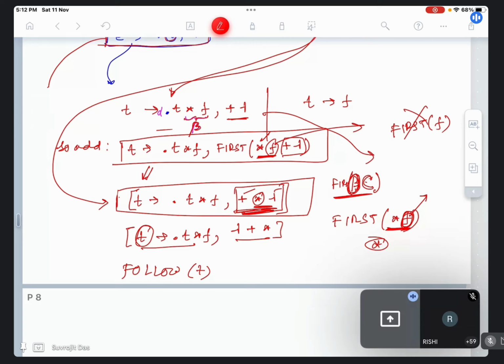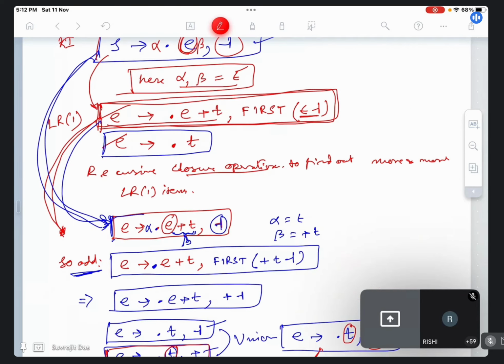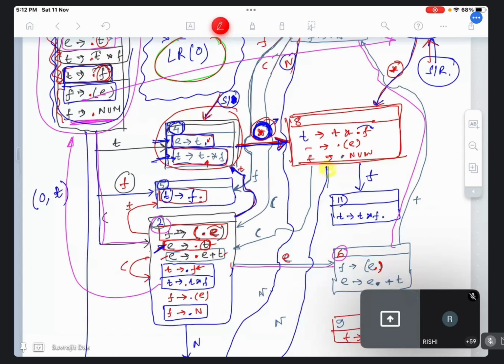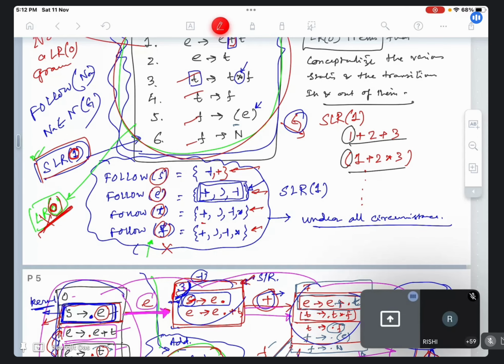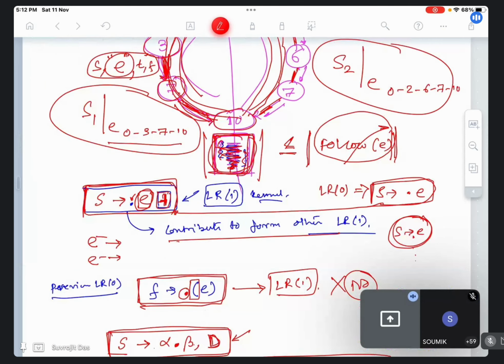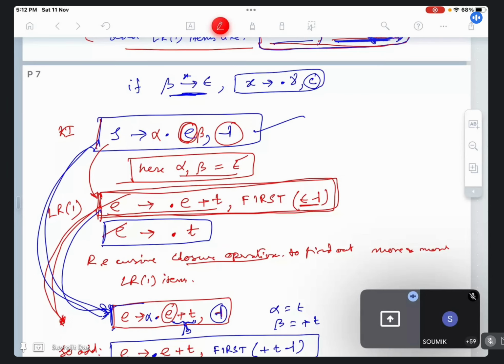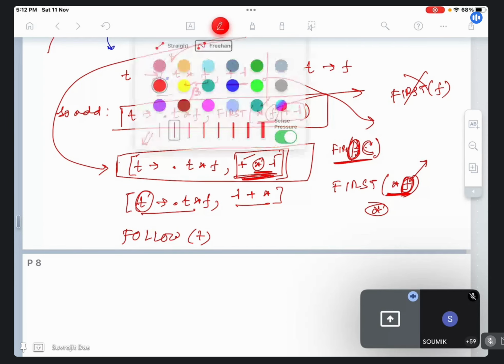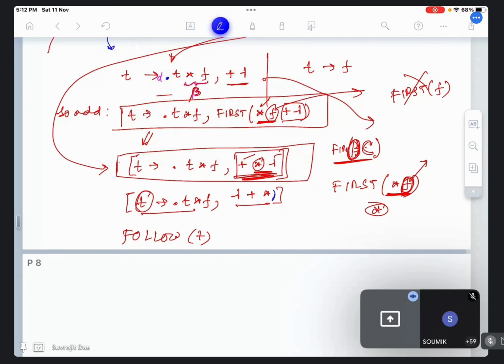What are the symbols in follow of T? We just did this, right? In this grammar, the symbols in follow of T were plus, end marker, and star, right? So for this particular path, there is a chance that you may get rid of that bracket, right? There is a chance, but we never know. We need to build more and more LR1 items.